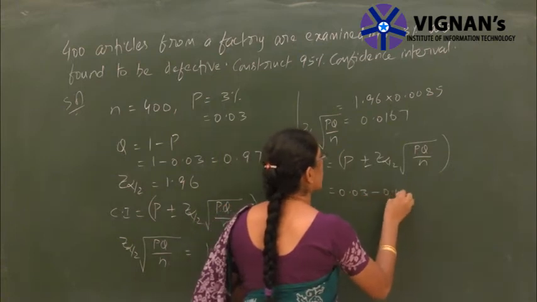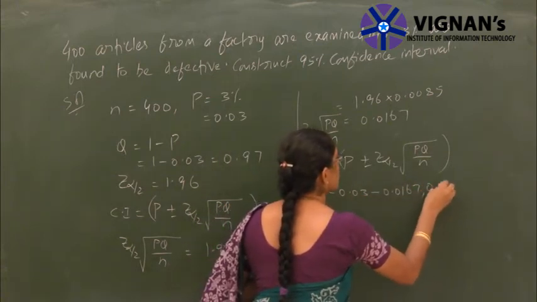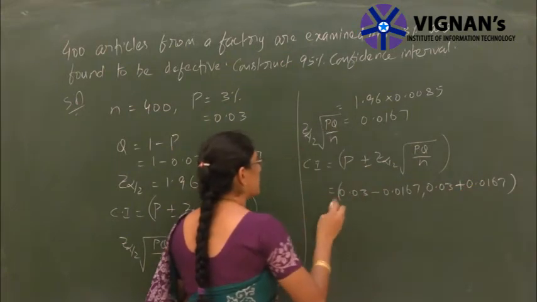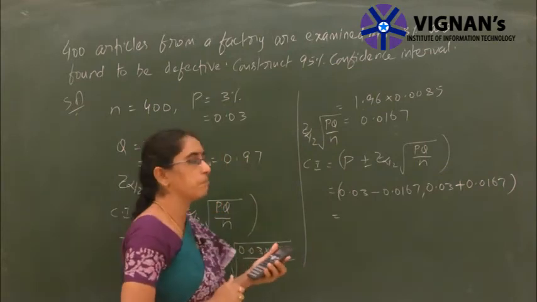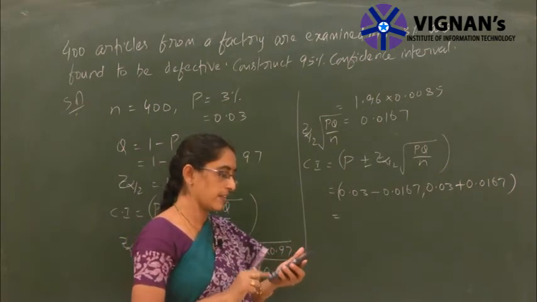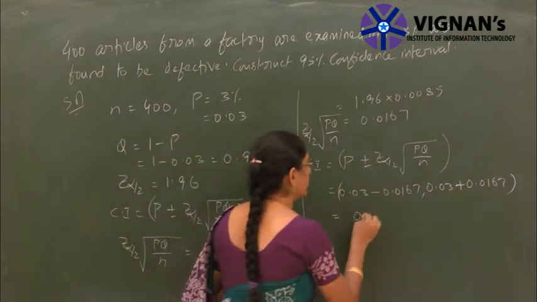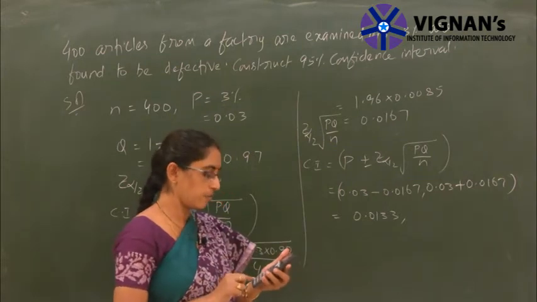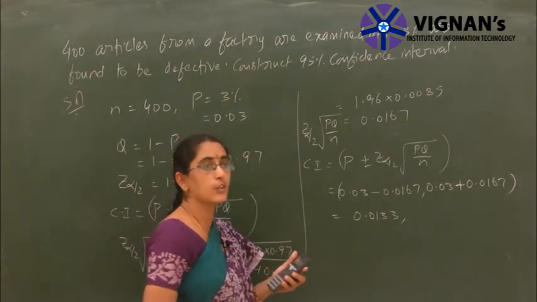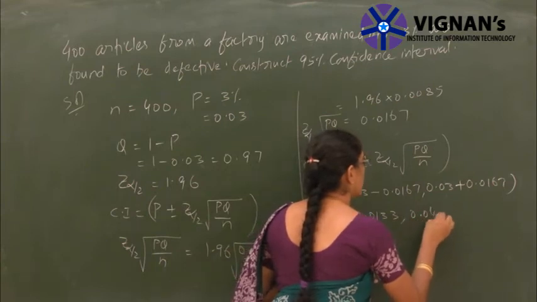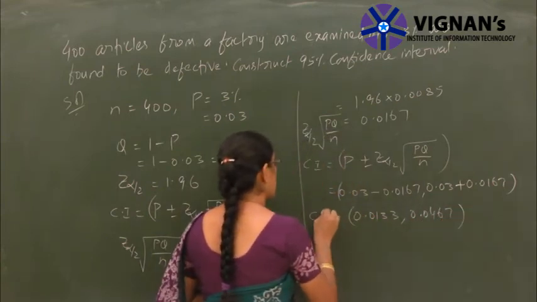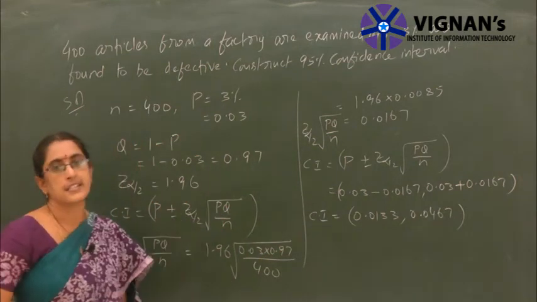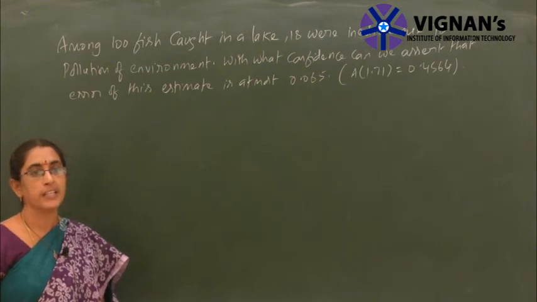So 0.03 minus 0.0167, comma, 0.03 plus 0.0167. So if you simplify this here, 0.03 minus 0.0167 is 0.0133 and 0.03 plus 0.0167 is 0.0467. So this is the confidence interval for the defective articles here. Now let us see the last problem in estimation.